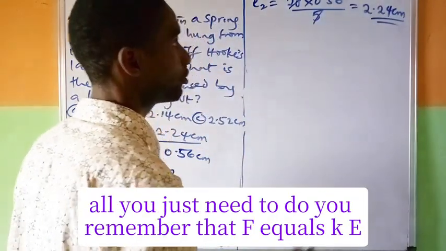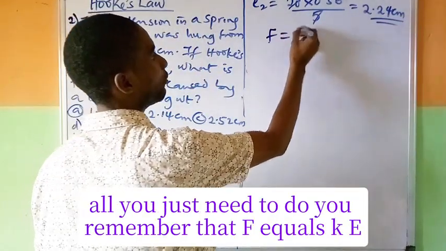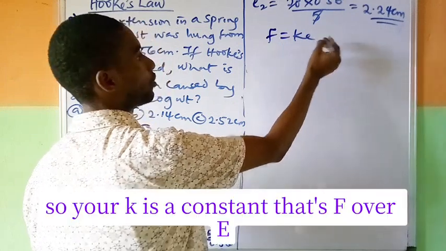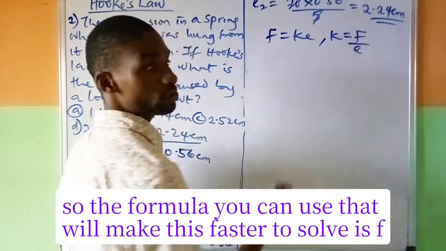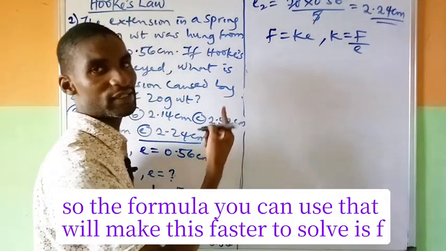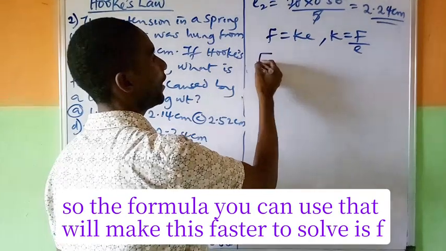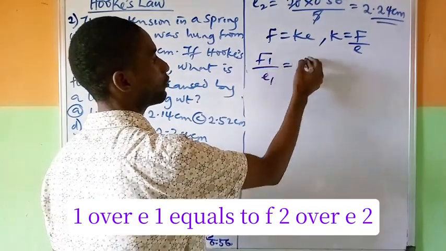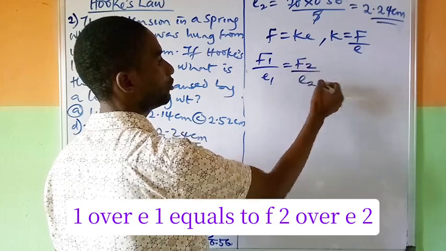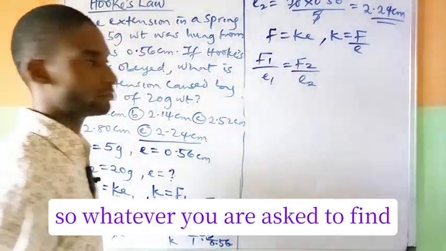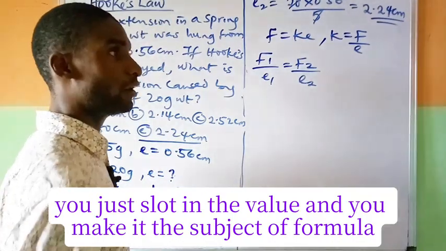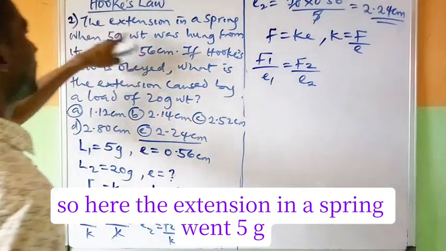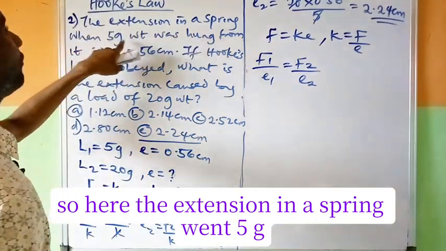All you need to do, you remember that F equals KE. So your K is a constant, and that's F over E. So the formula you can use that will make this faster to solve is F1 over E1 equals F2 over E2. Whatever you are asked to find, you just slot in the value and make it the subject of the formula. So here, the extension in a spring weighs 5 grams.